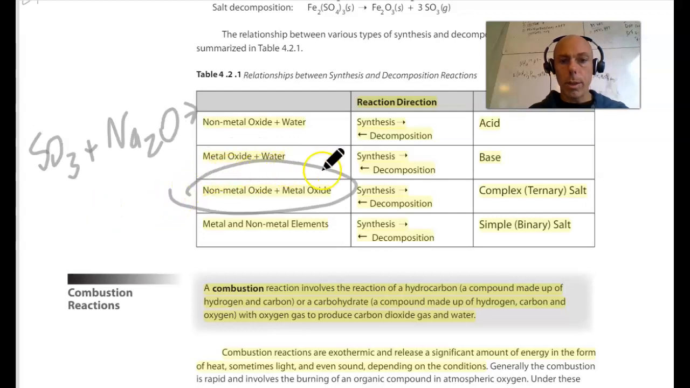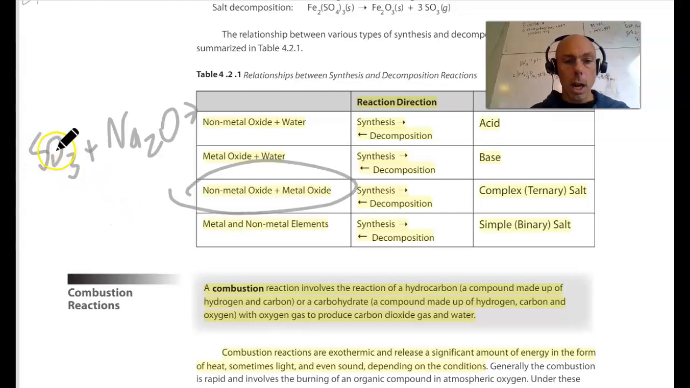We're now down to row 3, looking at the fact that nonmetal oxides and metal oxides in a synthesis reaction form a complex or ternary salt. That's another term for an ionic compound whose anion is a polyatomic ion. In reverse, a complex ternary salt, or an ionic compound whose anion is a polyatomic ion, through decomp reactions forms nonmetal oxides and metal oxides. Again, synthesis and decomp are backward from each other, or reverse.